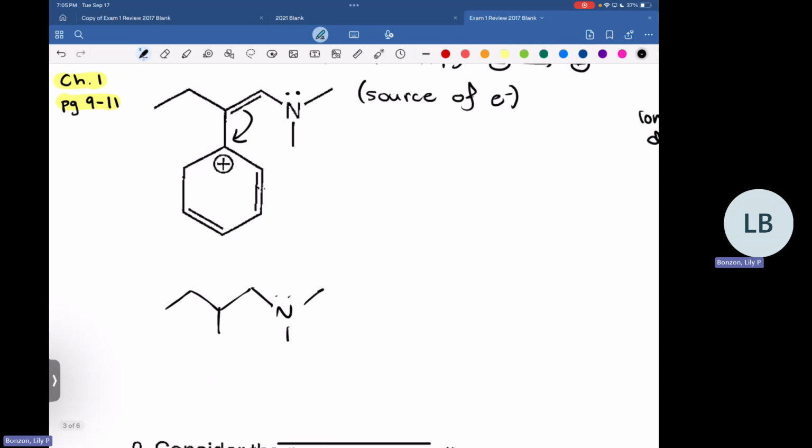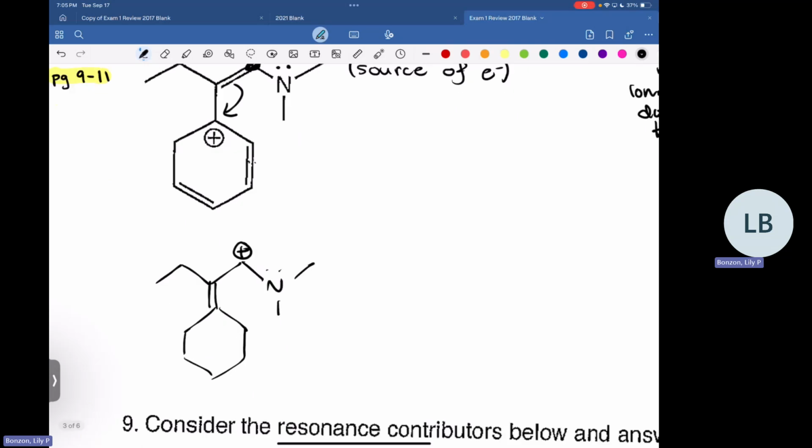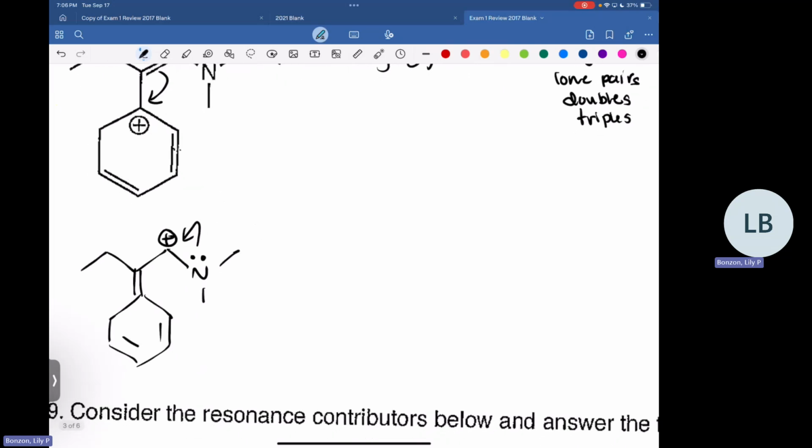And so what happens is we form a new double bond between those two carbons, but we actually lose the double bond that was attached to this carbon here. So that gets our new positive charge. And so then if you'll notice, the nitrogen lone pairs are now adjacent to that positive charge. So what we can do is push the lone pair towards that positive carbon. So we're going to form a double bond there.